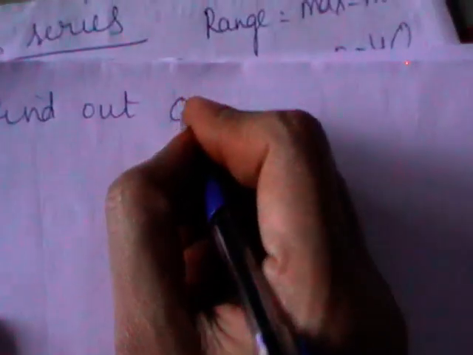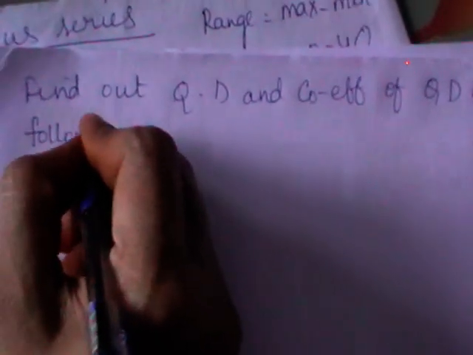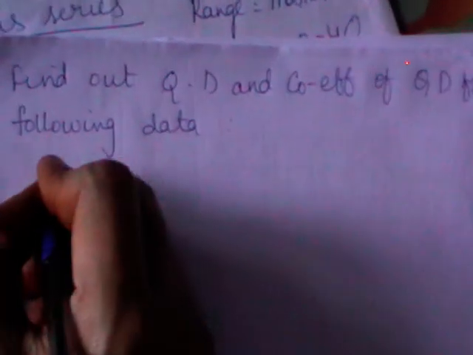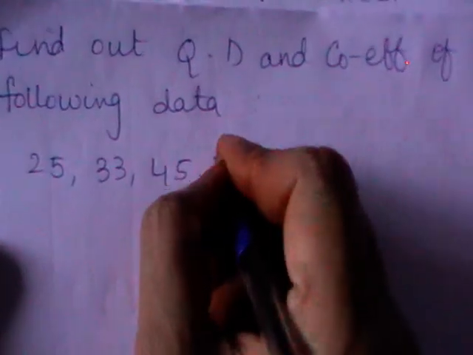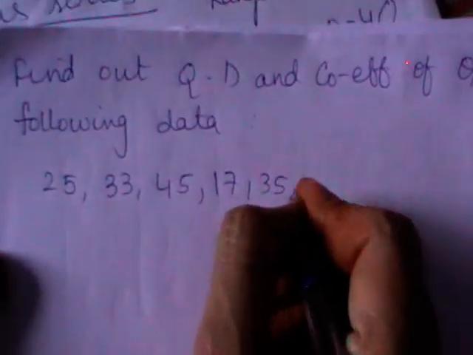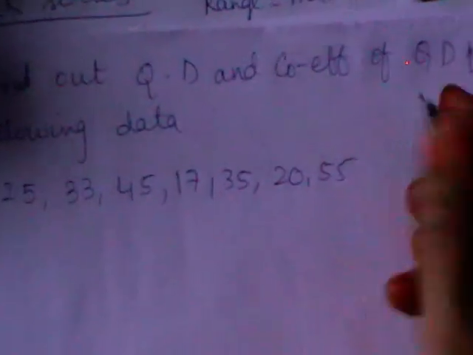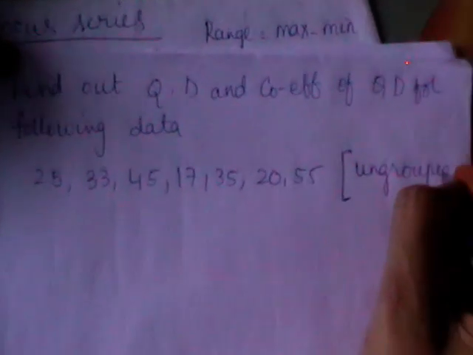Let us do a problem on this. Find out the quartile deviation and the coefficient of quartile deviation for the following data: 25, 33, and so on. Is it discrete, ungrouped, or continuous data? How can you identify the difference? You don't have any frequency column here. Clearly this is an ungrouped series.